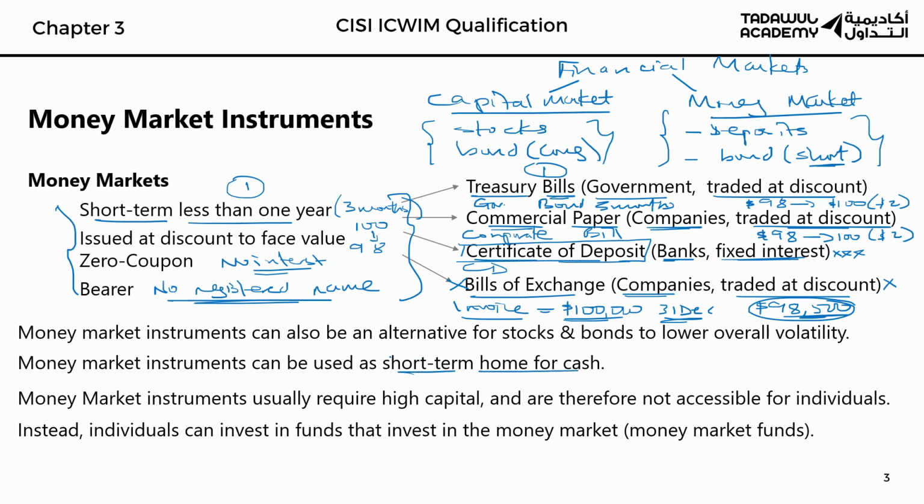Instead of normal fixed deposits in banks, some clients prefer to invest in the money markets because they give a bit better return. The problem with money markets is that they require high capital and they are therefore not accessible for individuals, otherwise known as retail investors. Instead, individuals can invest in funds that invest in the money markets. We're going to study money market funds on the next page. Yes, Khan, certificate of deposits are also bearer.